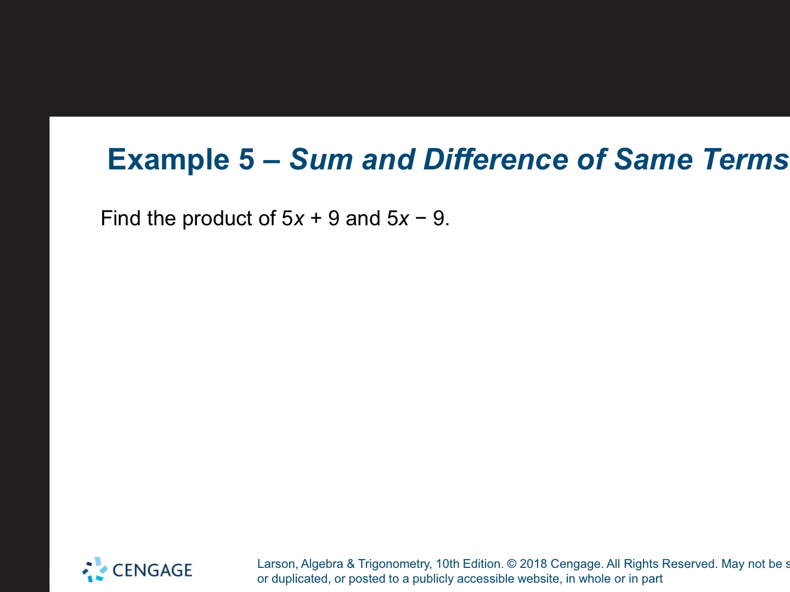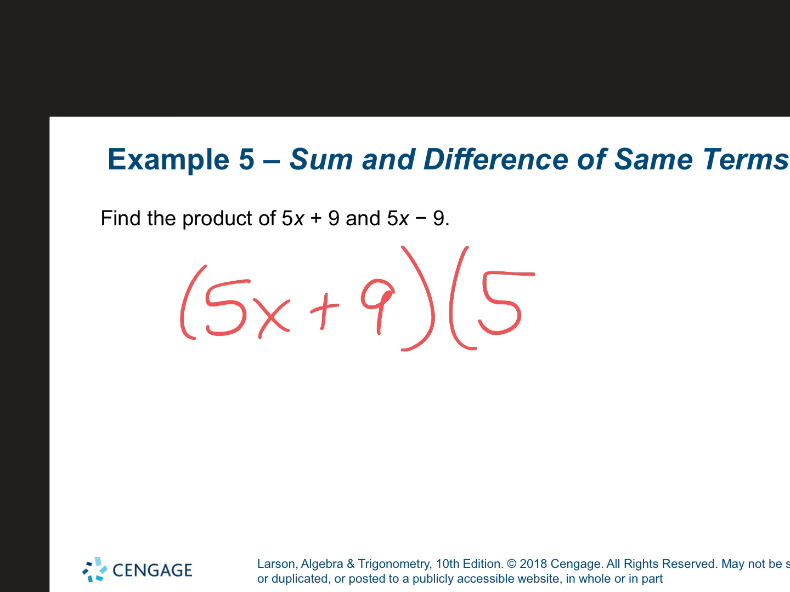All right, this last one is just to show you the difference. It says sum and difference of same terms. Do you guys see that these two parentheses, 5x plus 9, 5x minus 9. The reason why this is called the sum and difference of the same terms, what is the first term in each binomial? 5x. What is the second term in each binomial, regardless of sign? 9. Do you notice how the parenthesis terms are the same, but the signs in the middle are different? This is our difference of perfect squares.